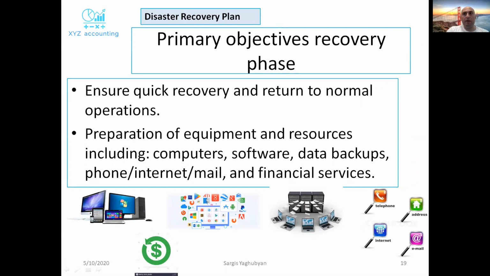The primary objectives during the recovery phase will also cover ensuring that quick recovery and return to normal operations are available to us, and that the equipment is ready to use in any location, whether our permanent location or a temporary location identified by the general manager. Also, all software licenses, computers, and backups will be available for immediate unpacking to ensure availability to maintain our daily operations.